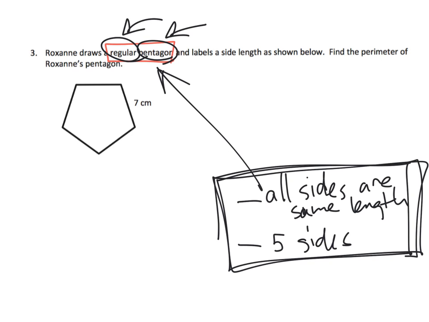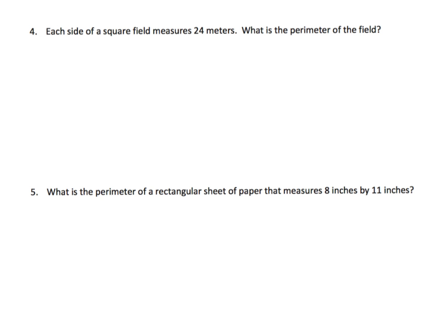Two words, regular pentagon, tell us all of this information over here. And that's why reading mathematics is so hard, because each word often carries so much meaning. And so, of course, the idea is to find the perimeter of this pentagon, and there's a variety of ways that we could go about it. But the idea is we want to help our students identify the meaning behind every single word as we read the directions. Again, more reading. It's just so important.